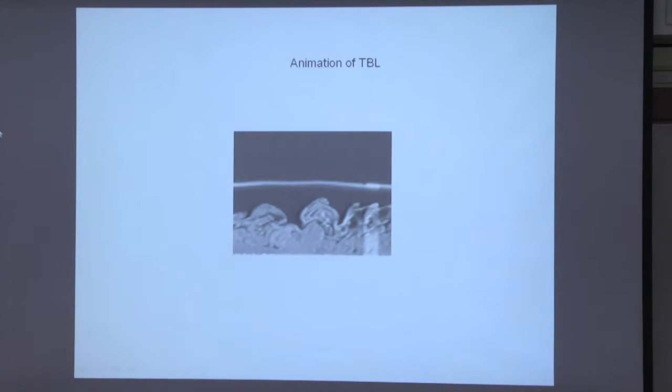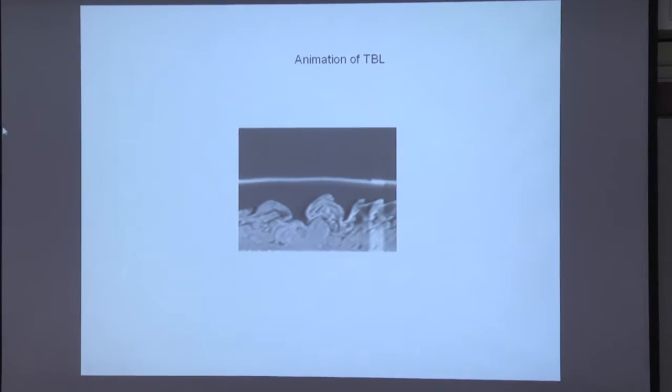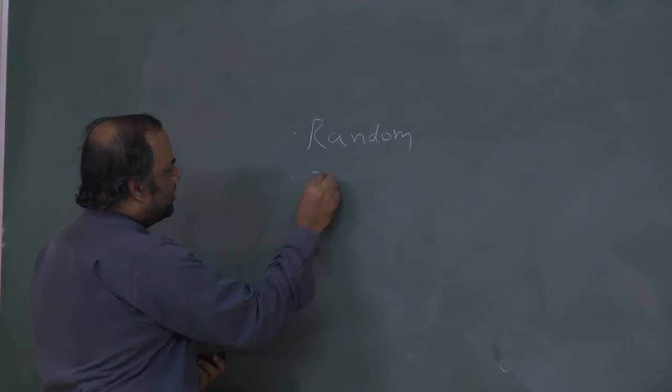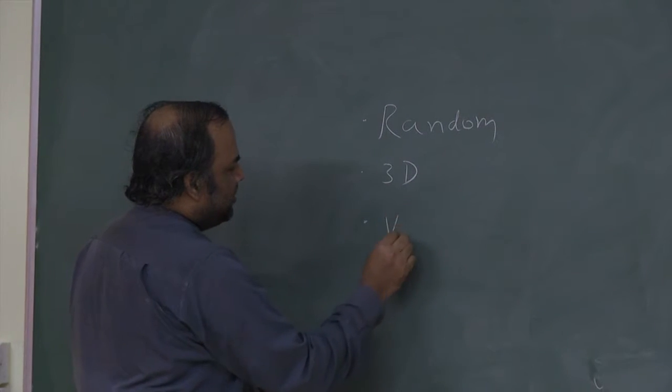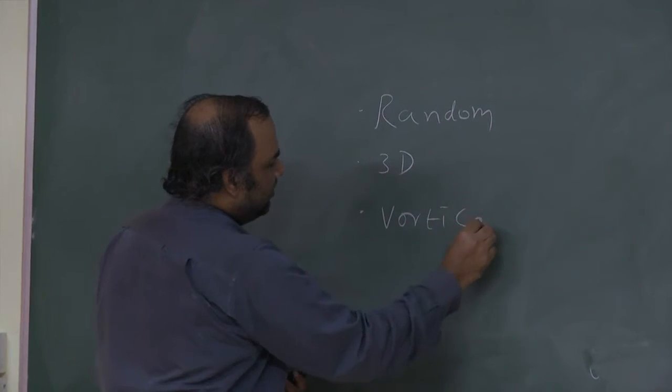So that brings us to the point about randomness. What is turbulence? Well, broadly you can look at it as a region. Turbulence is a state of flow which, I can list here, has 3 characteristics. You can say it is random, you can say it is 3-dimensional, and a third is that it is vortical, or rotational.